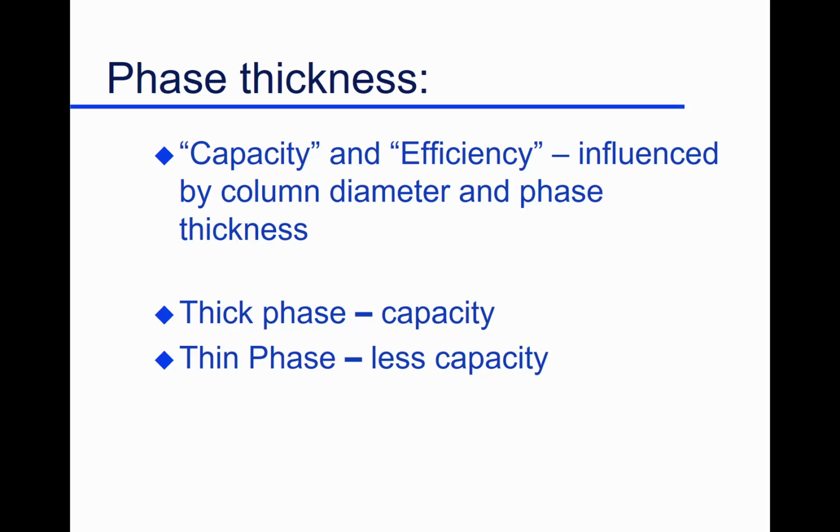If I go with a thin phase, I can't put as much on that column, and that can hurt us a little bit in sensitivity. But this gives us much more resolution. And so we like to go with a thin phase. Small volume, hydrogen as a carrier gas, and a thin coating inside of that column. That gives us our best separations.